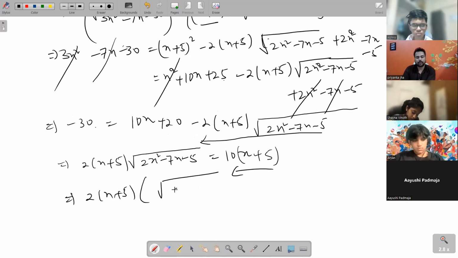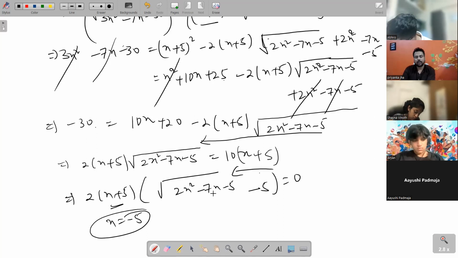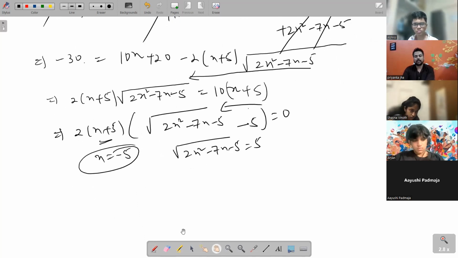This is like under root 2x square minus 7x minus 5 and then minus 5 equal to 0. So either this will be 0, so from here we will get x equal to minus 5, or this will be 0. From here again square it. So this is 2x square minus 7x minus 5 equal to 25.